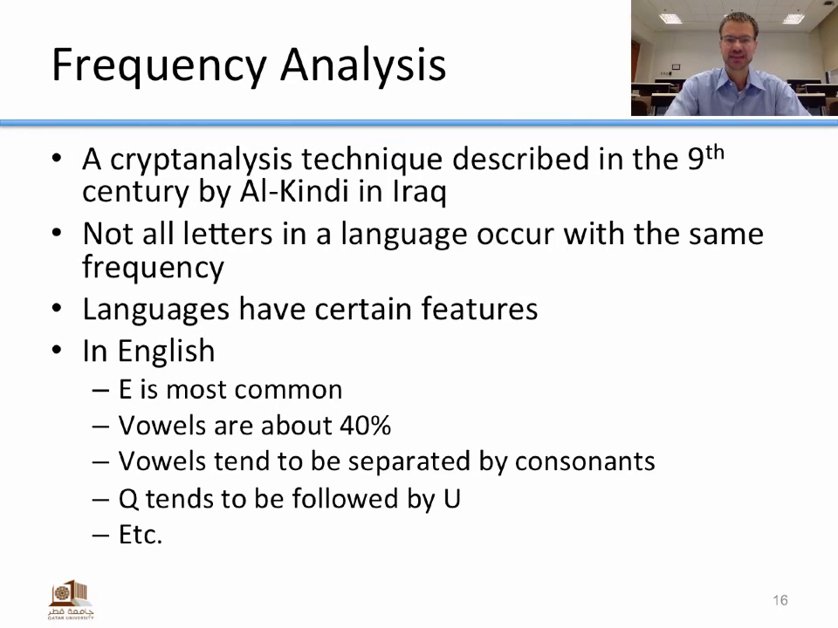As an example, in English, E is the most common letter. If you analyze large chunks of English text, E is the most common letter. Vowels are about 40% of all letters. And in English, vowels tend to be separated by consonants, so there tends to be a pattern with that. And we have other interesting features too, like the letter Q tends to be followed by U, et cetera, et cetera. So there's a lot of different things that we could see here.